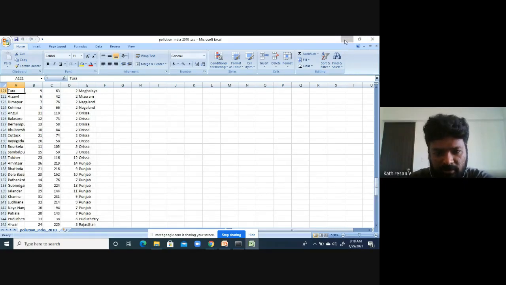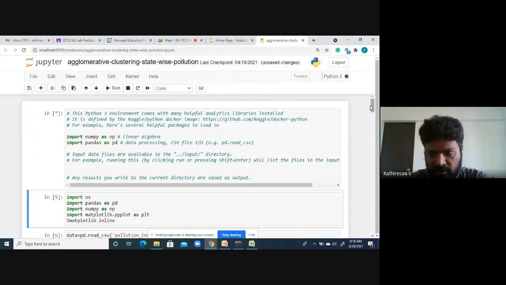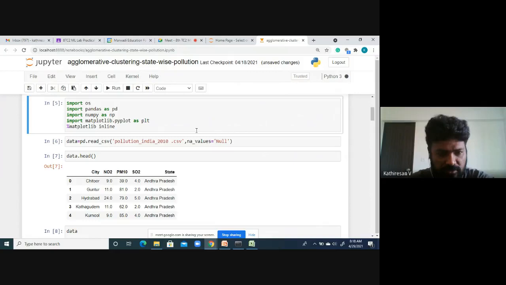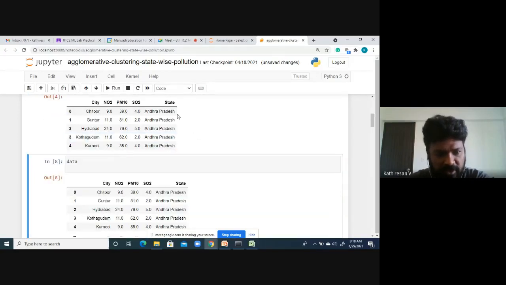Okay. So now what we are going to do is use NumPy and Pandas in order to handle the data. We are importing NumPy, then Matplotlib for data visualization, and Pandas for data handling. NumPy is used to do array operations. And we are importing this pollution India CSV, and this is the dataset which we have.